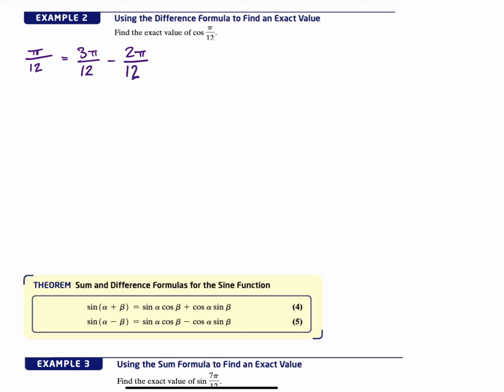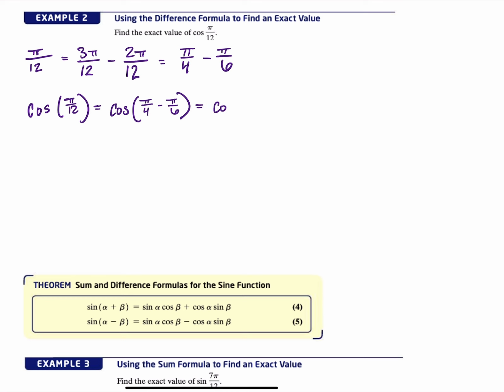And 3 over 12, that simplifies to 1 over 4, so that becomes pi over 4. And 2 over 12, that simplifies to 1 over 6. So we can say pi over 12 is equivalent to pi over 4 minus pi over 6. And those are two angles we can pull from the unit circle very easily. So let's rewrite things. We're looking for the cosine of pi over 12. So that can be expressed as the cosine of pi over 4 minus pi over 6.